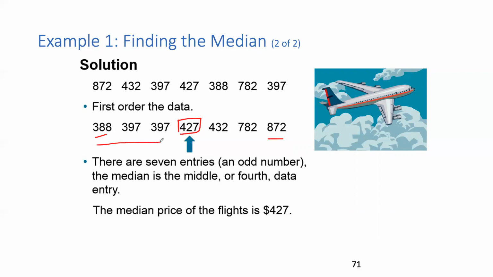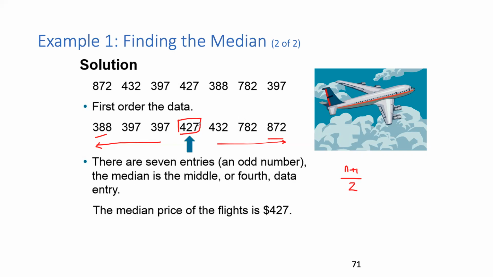Because if I break the data set here, there are 3 entries to its left and 3 entries to its right, which means that it breaks the data set into 2 equal halves, and this is the middle entry, right? So if you have an odd number of entries, then the median is going to be the middle entry, and the middle entry is generally going to be n plus 1 over 2, right? So if I have 7 entries, then n is 7, 7 plus 1 is 8, 8 over 2 is 4. So I know that the median is at the fourth entry, right?